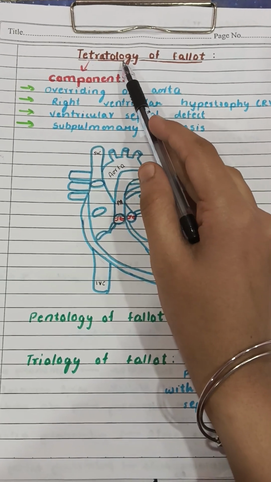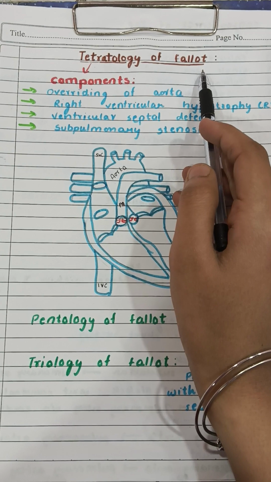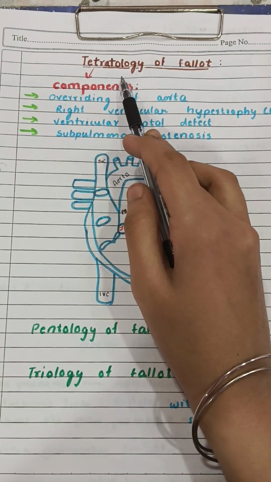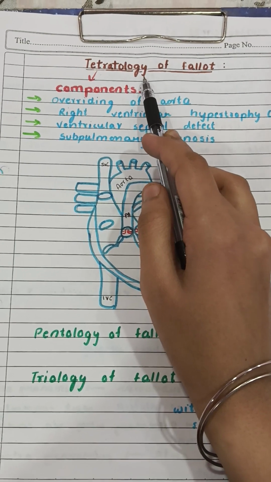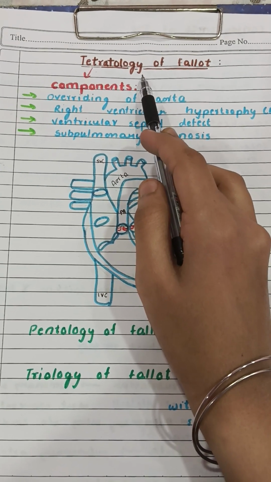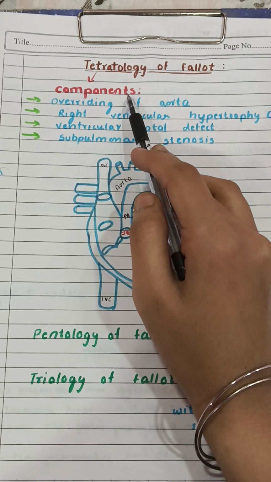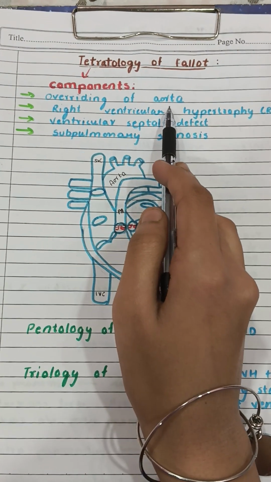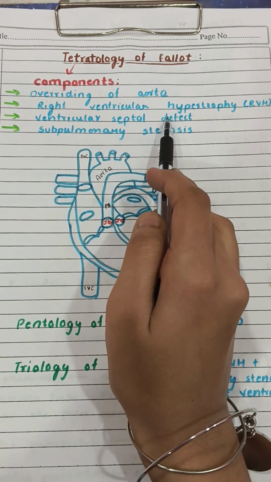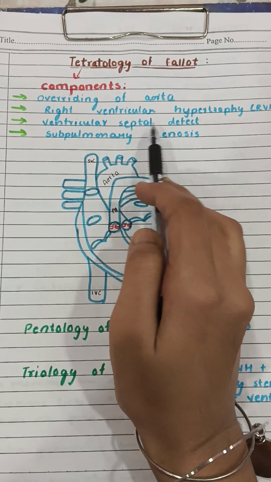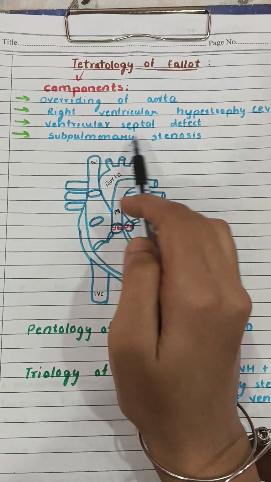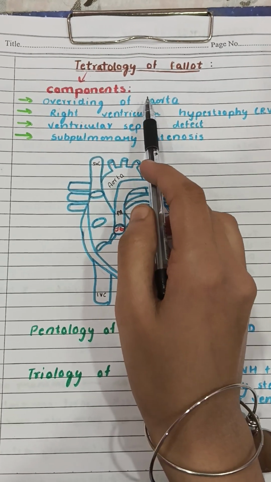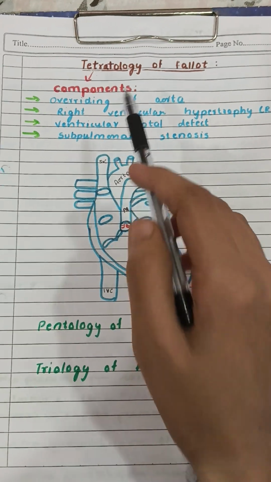Today we are going to study tetralogy of Fallot, which is a very important topic. As we know, it is a congenital heart disorder of infants. The components of tetralogy of Fallot are overriding of aorta, right ventricular hypertrophy, ventricular septal defect, and subpulmonary stenosis. So these are all the four components of tetralogy of Fallot.